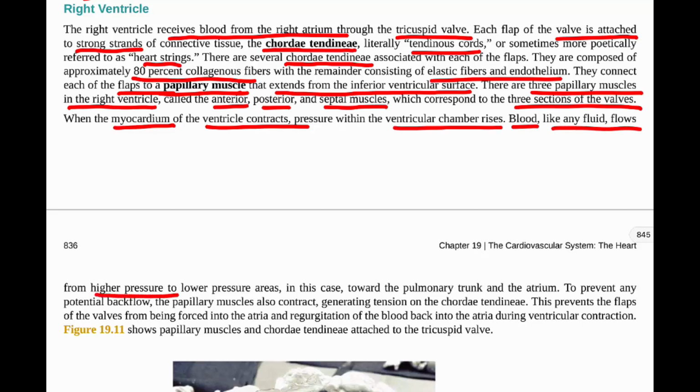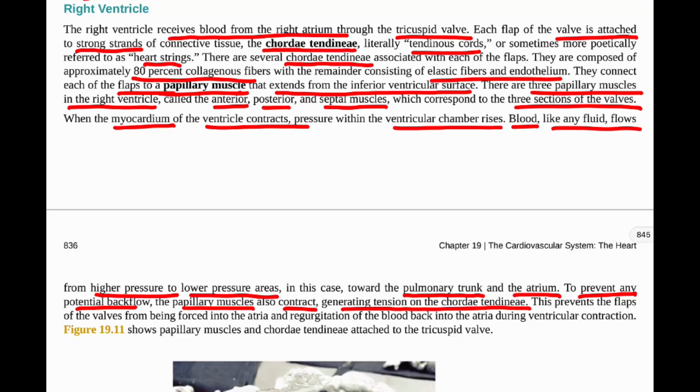So to prevent any backflow into the atrium, the papillary muscles also contract. So those muscles are going to contract. They're going to generate tension on the chordae tendineae, so they're going to contract by pulling those cords, and that's going to prevent the flaps of the valves from being forced into the atria and regurgitating the blood back into the atria during ventricular contraction.